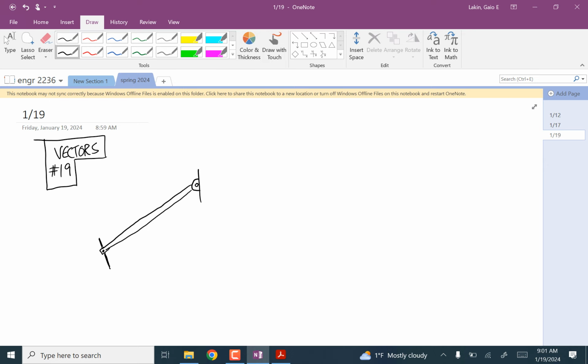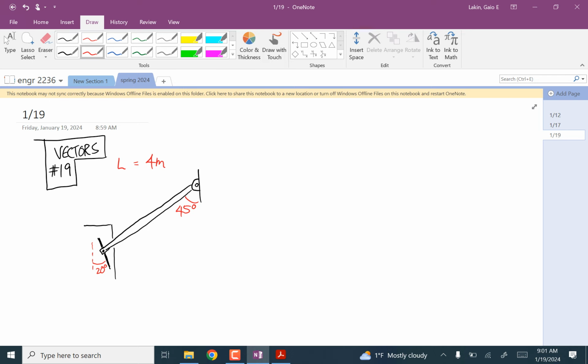Well, the pin doesn't. So that pin can slide in a slot. Okay. And this angle is 20 degrees. And this angle is 45 degrees. And the length is 4 meters.